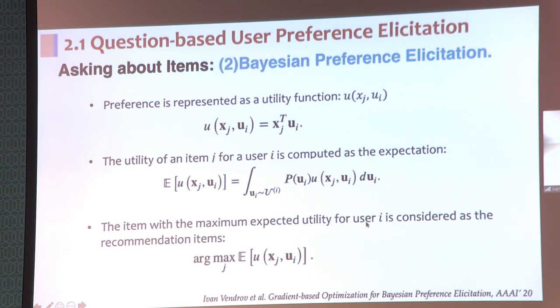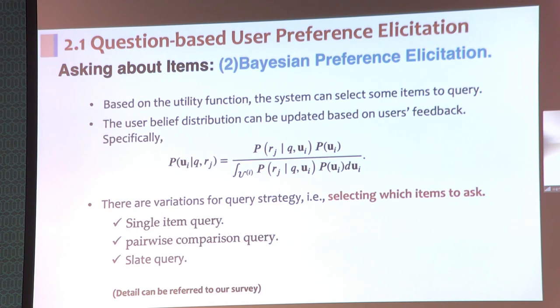Then we choose this item to display to the user, and we get the user feedback on whether the user likes it or not. Then we can update our estimation of the user preference based on the Bayesian rule. Here this is what we call the posterior probability calculation, right?